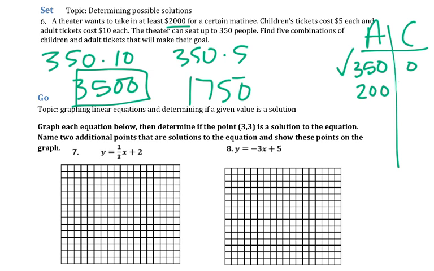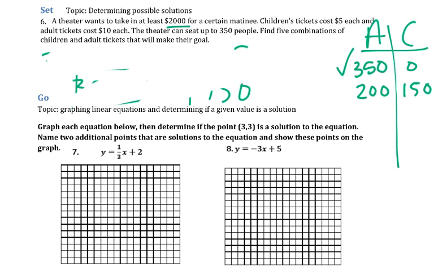So maybe we could test another one. What about 200 adults and 150 kids? You may want to use a calculator to help you with some of these numbers. 200 adults would be 2,000 right there, wouldn't it? So that's going to be more, because it doesn't matter how many kids we have, it's going to be more. So 200 adults, 150 kids would work.